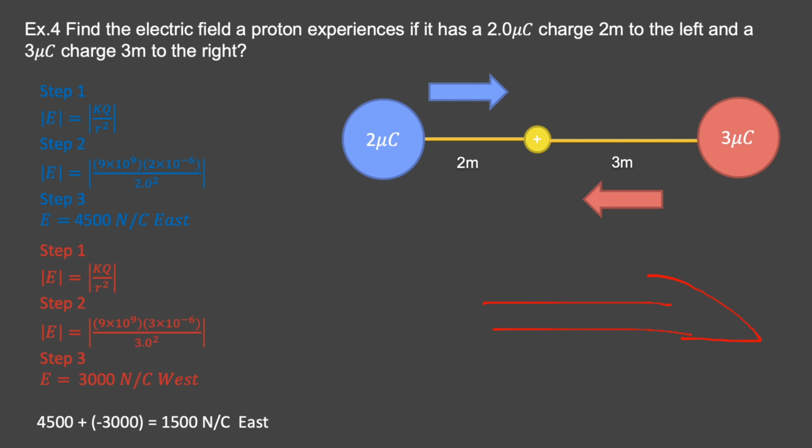And due to electric field being a vector, we are going to use vector addition. So we are going to do the 4500 from this plus the 3000 from this to figure out that we're experiencing a 1500 newtons over coulombs electric field towards the east.